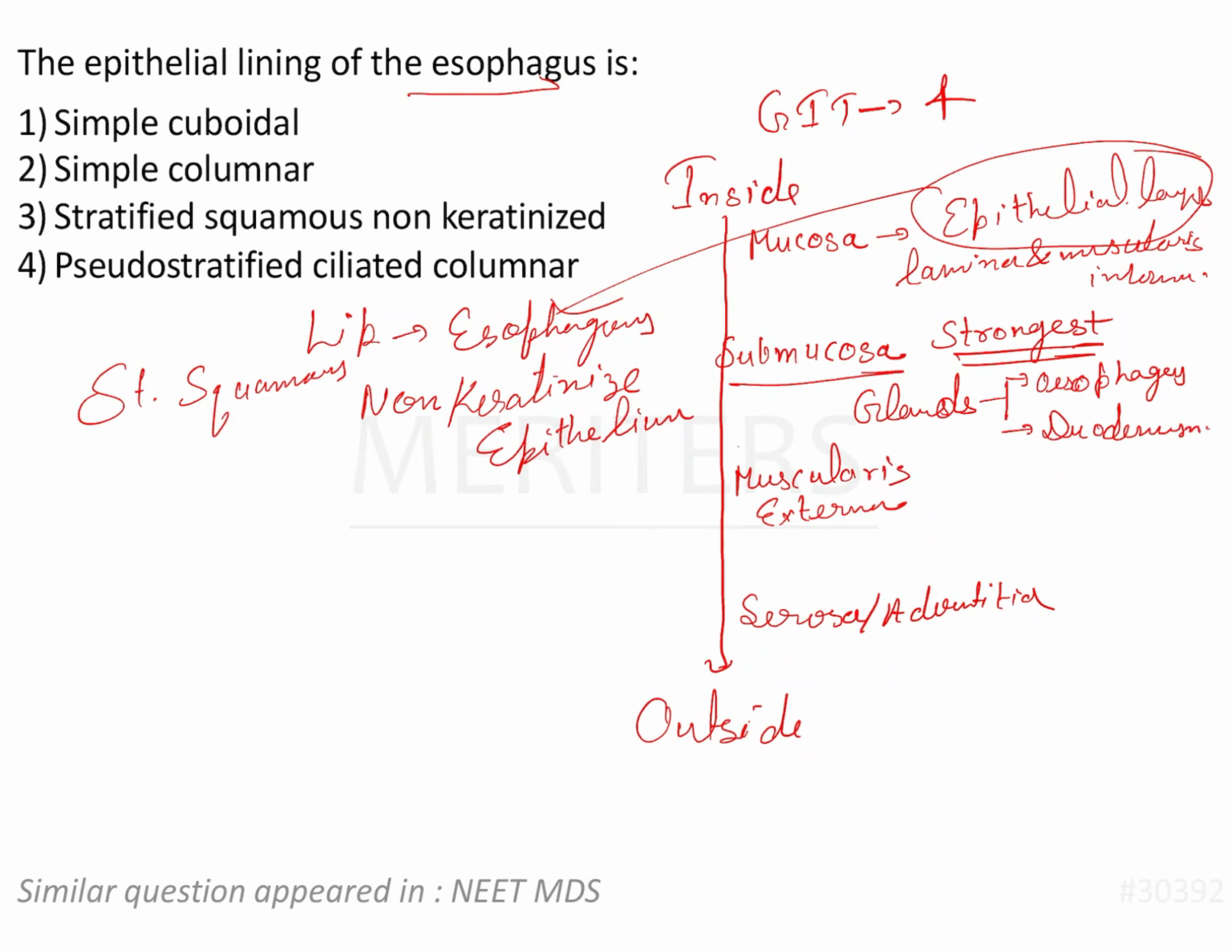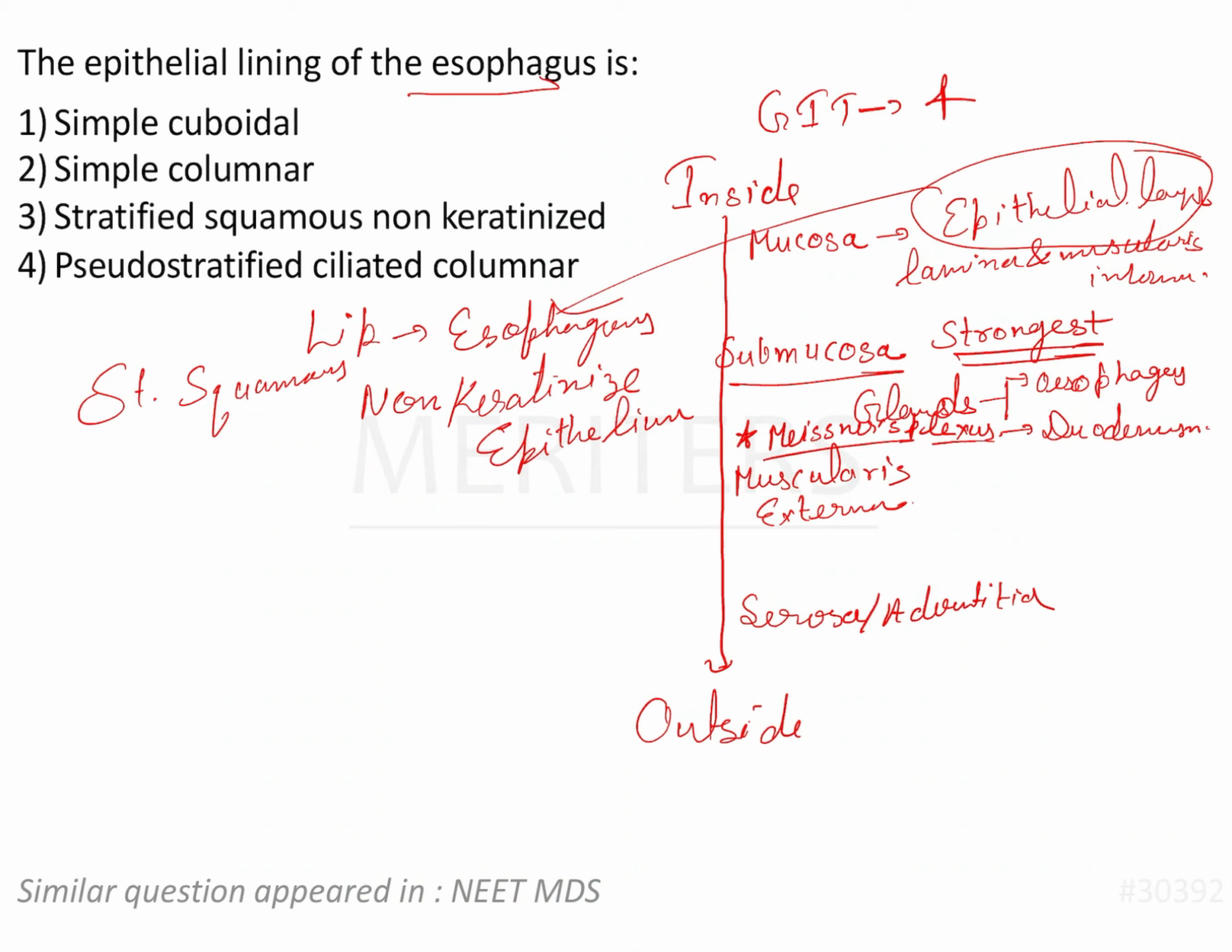So that is important. And there is a very important plexus also that is present, that is known as the Meissner's plexus, that is seen in the submucosa. Now this is very important for the exam as well, the Meissner's plexus. There is a Meissner's plexus that is present here in the submucosa.